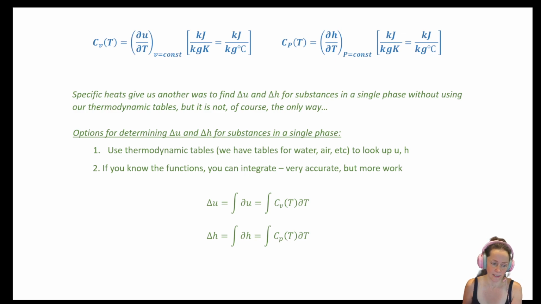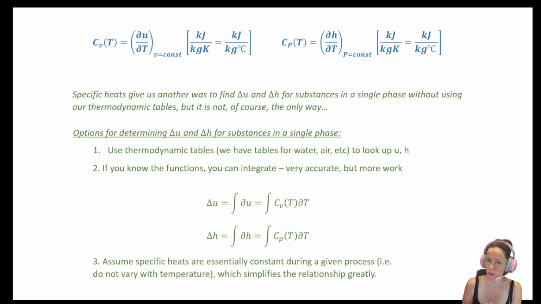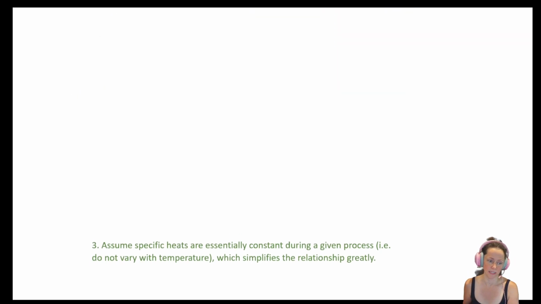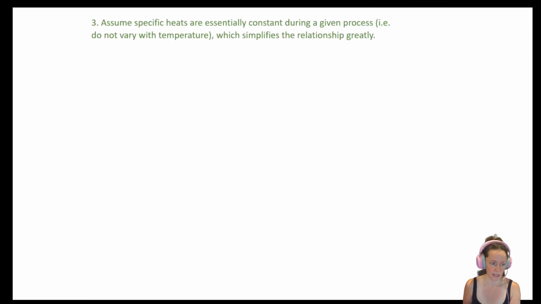The other way that we could calculate delta U and delta H, if you know the functions, CV as a function of temperature or CP as a function of temperature, is you can actually do the math and calculate it. It's very accurate. It's more work, but you can do it. We're not going to do it. But the other way that we could do it is assuming specific heats are constant during a process. That simplifies things greatly. So let's look at that.